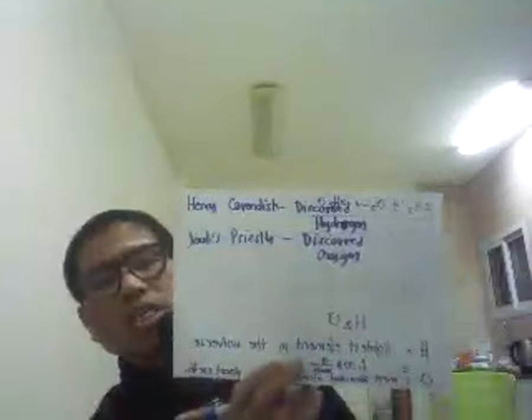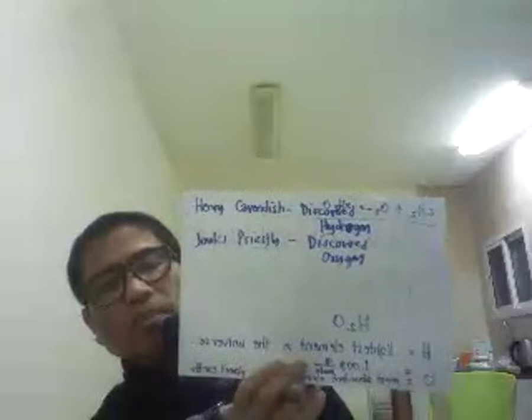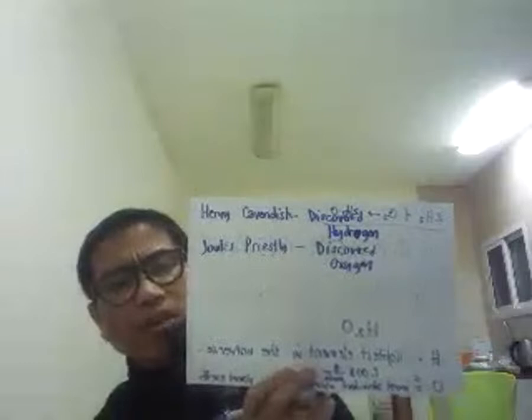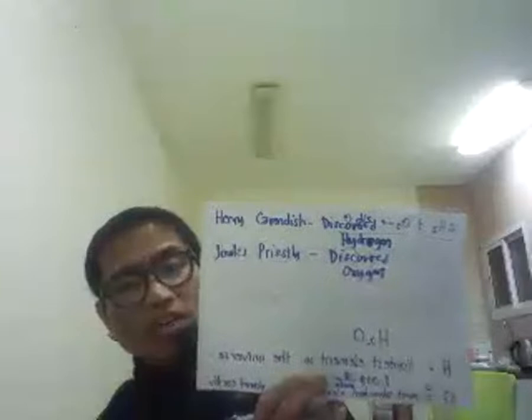So who discovered oxygen? Joseph Priestley discovered oxygen. Henry Cavendish discovered hydrogen. Joseph Priestley discovered oxygen. Please put that in your brain because these are basic chemistry. Sometimes it will come out in the board examination or any examination related to science.